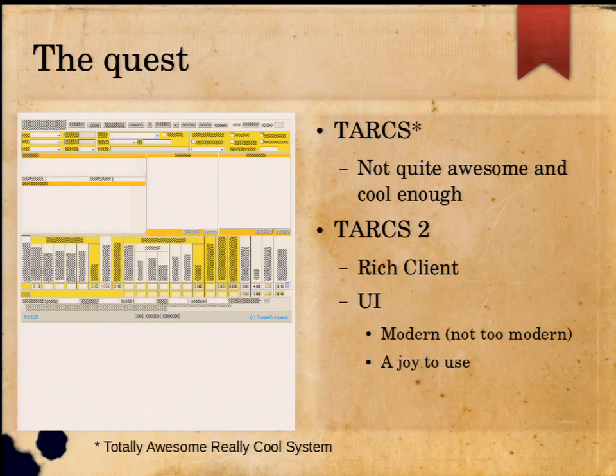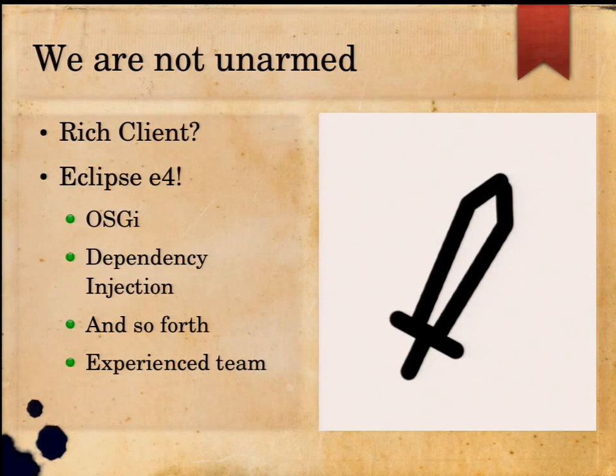So we started picking out our tools that we wanted to take with us on this quest. In dealing with the rich client aspect, Eclipse E4 was pretty much a no-brainer for us. It was a real easy decision. I mean, you have your OSGi, the dependency injection in E4, and so on and so forth. And not only that, but the team also has a lot of experience. The team that we're working with has used E4 in projects in the past, and we know that we can use it for the forces of good.